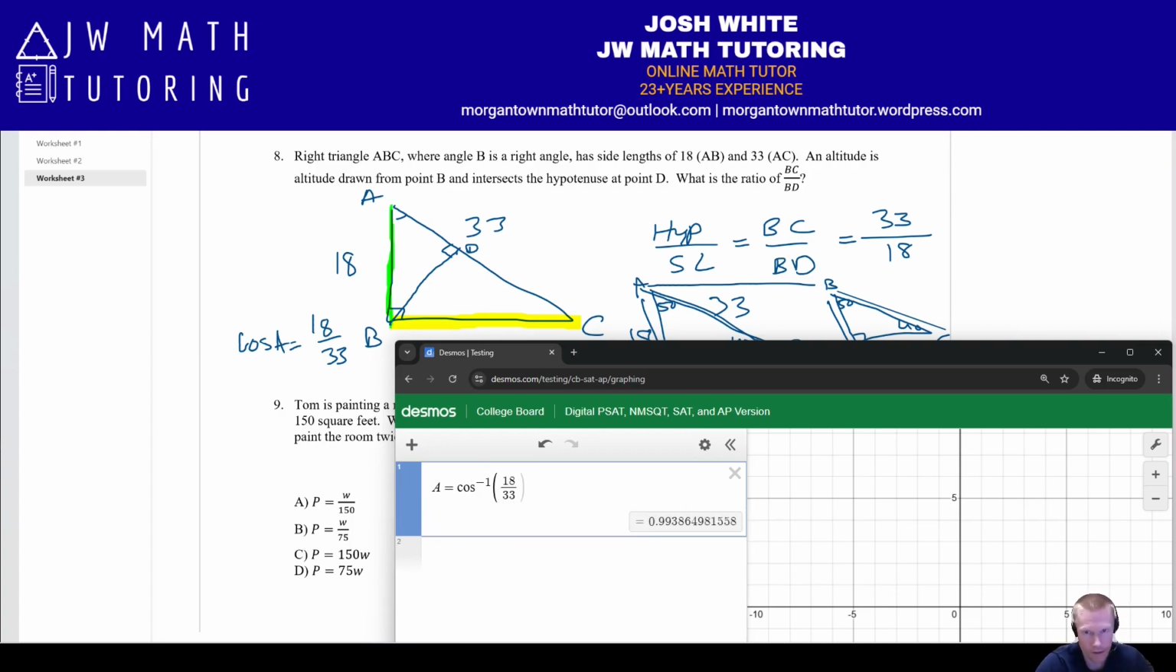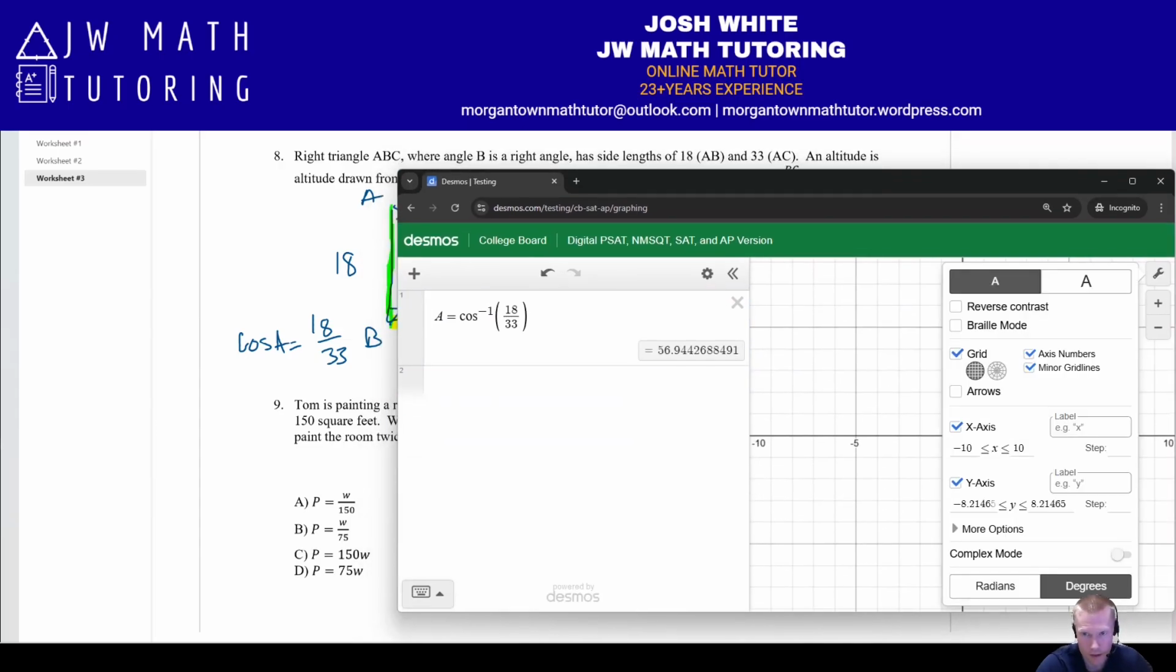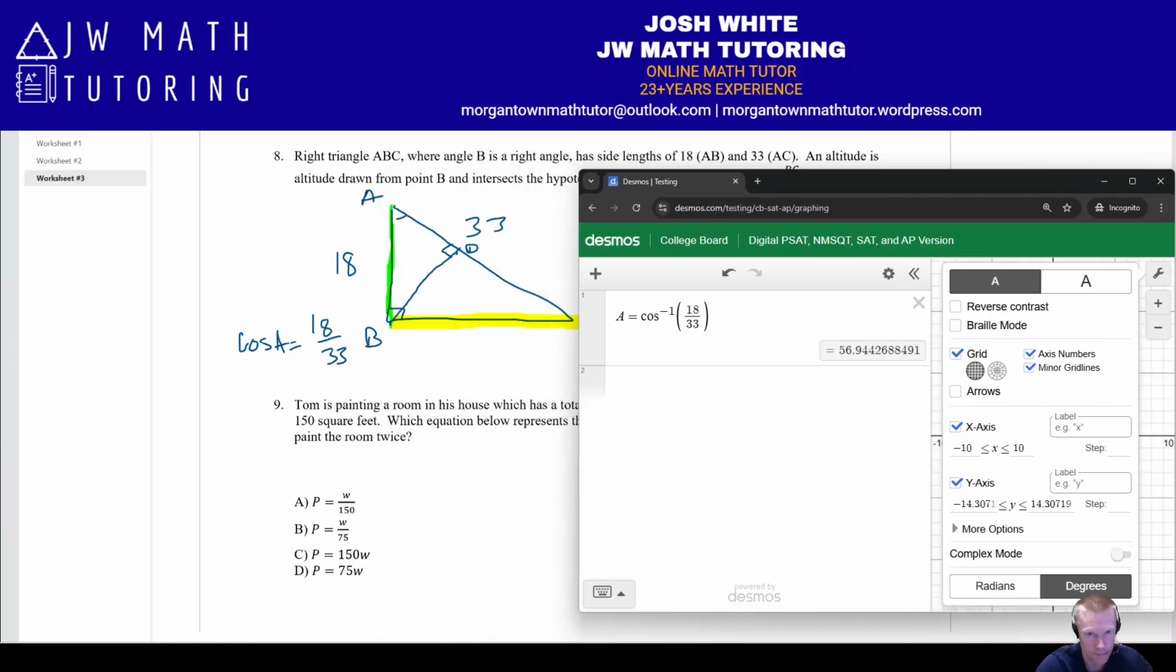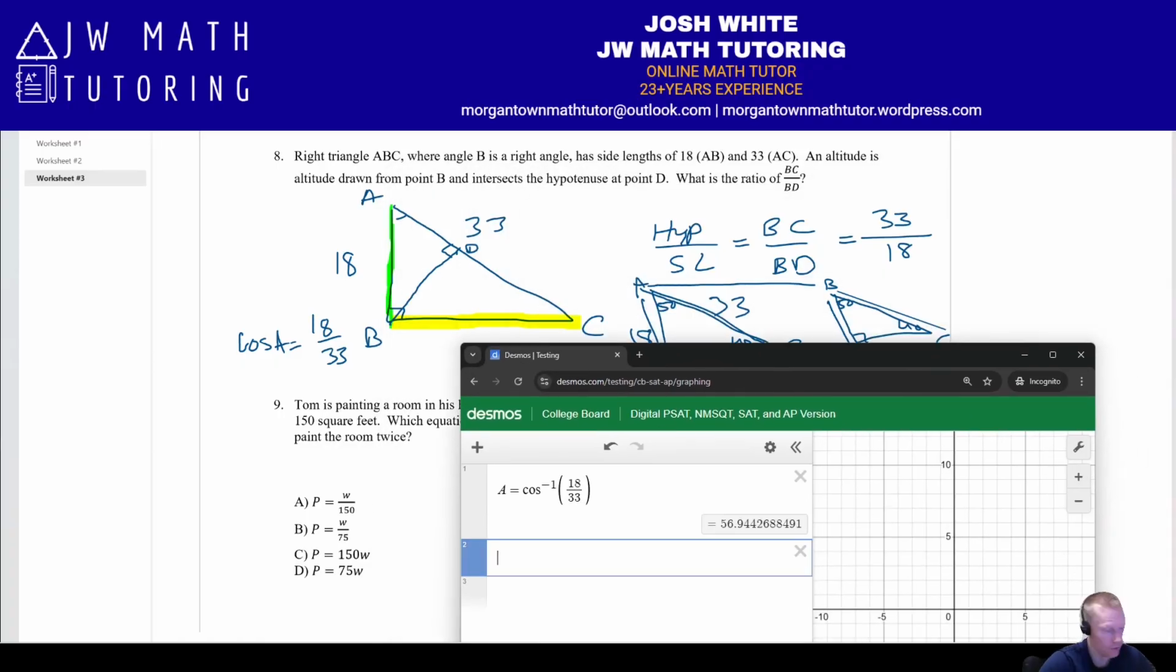Now I can already tell this is wrong because it's not giving me a degree measure, so let me just switch. There we go. Also shrink this down a little bit. All right, so that's what it is. It also means that C is equal to 90 minus that.